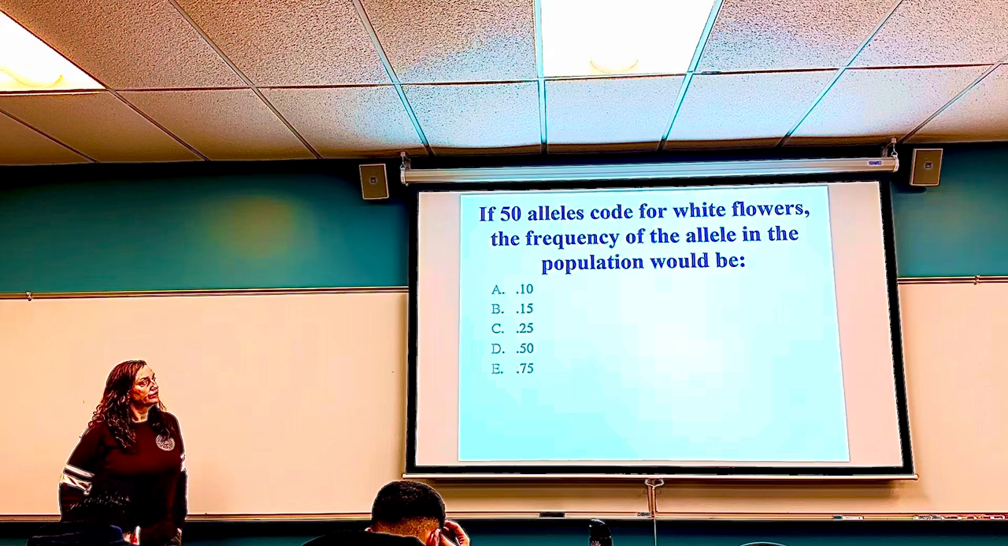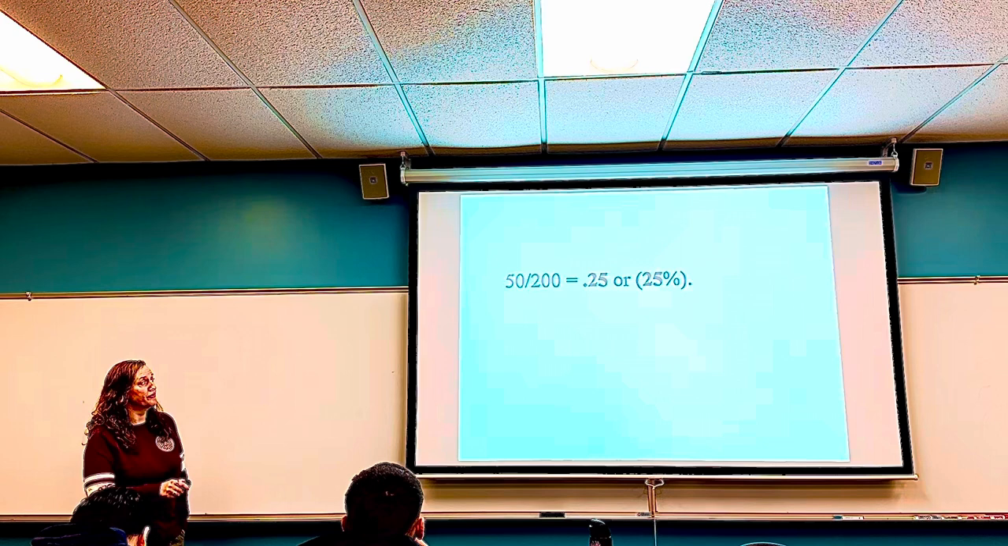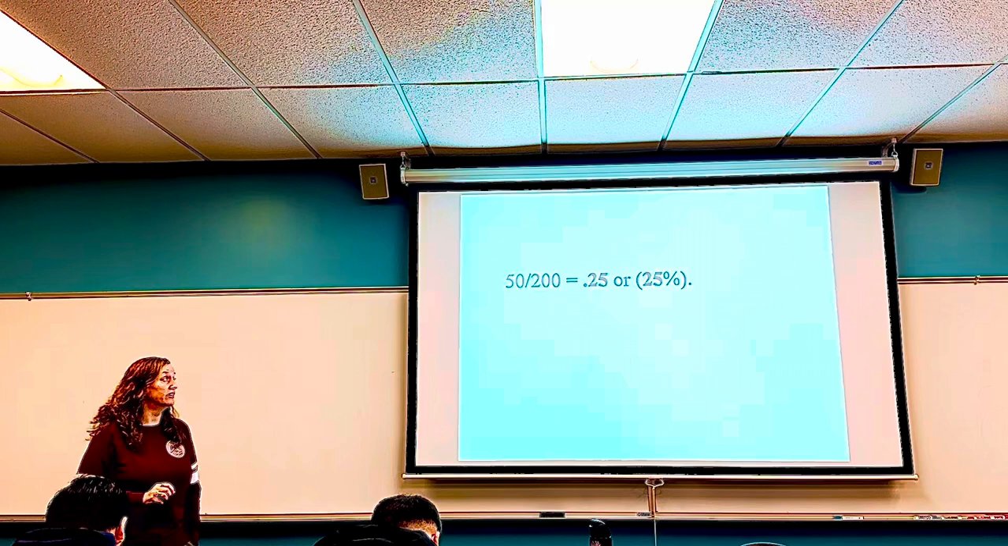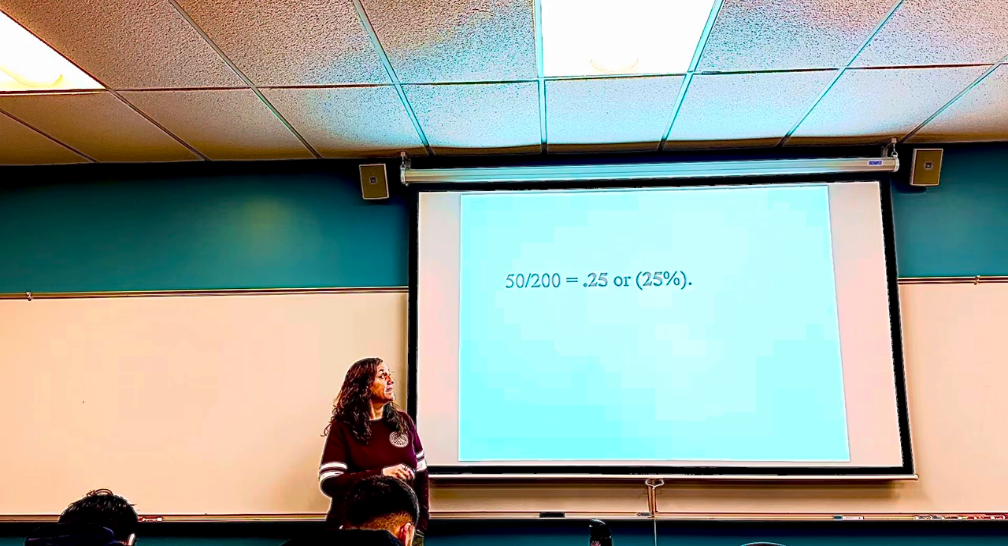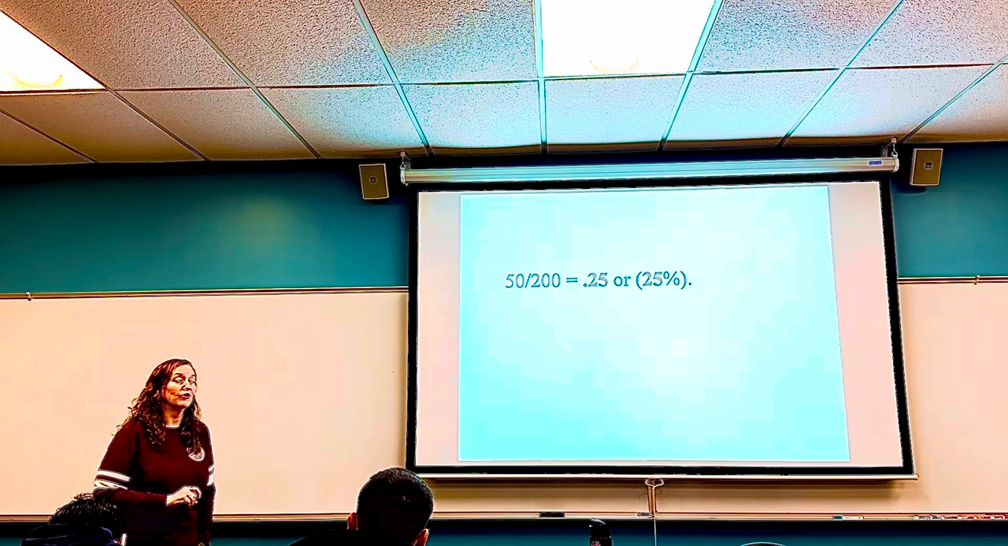What's the frequency? Which letter? C. Good, C. So the frequency is 0.25. We take 50 alleles for white flower color, divide that by 200 alleles total, and that gives us 0.25. We want to convert that to a percentage, so we multiply this by 100. This moves the decimal place two places to the right, and we get 25% white flower color alleles.